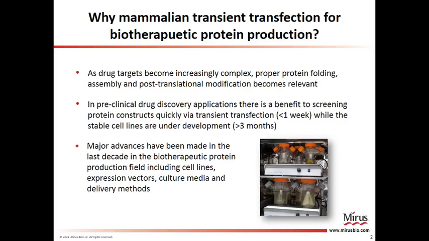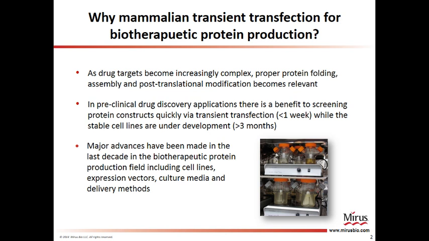So you may be asking, why utilize mammalian transient transfection for biotherapeutic protein production? Well, the answer is multifold. As drug targets become increasingly complex, proper protein folding, assembly, and post-translational modification becomes relevant. Performing your upstream steps in the same cell type, for example CHO instead of 293 cells, ensures that the product quality is similar to the end product and allows researchers to utilize the downstream processing expertise within their organization.